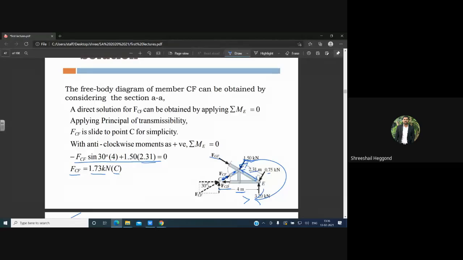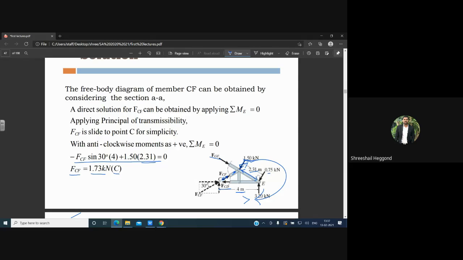Why? Because the perpendicular distance from point E is 0. And 3.2 kilonewton reaction is also there. That is also we are not considering. Why? Because the perpendicular distance at E is 0. Therefore, 0 into 0.75 or 3.2, it will be 0 only. Therefore, we will not be considering those reaction and loads. The remaining only we are considering. Only unknown will be FCF, and that can be calculated as 1.73 kilonewton in the compression zone, which is the initial consideration.